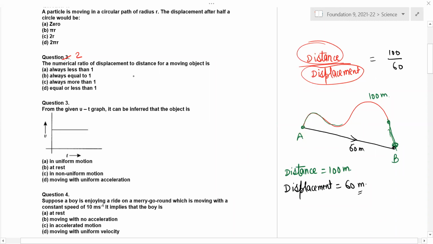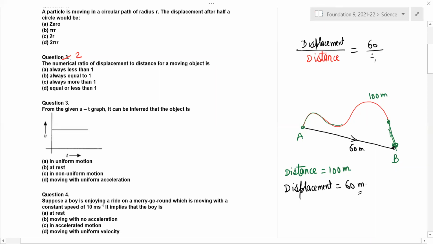Ratio of displacement to distance. I have written it upside down here, so you make it 60 by 100, which is 3 by 5. So we will make it displacement by distance, which is nothing but 60 by 100. Now, in this situation, it is less than 1, right?